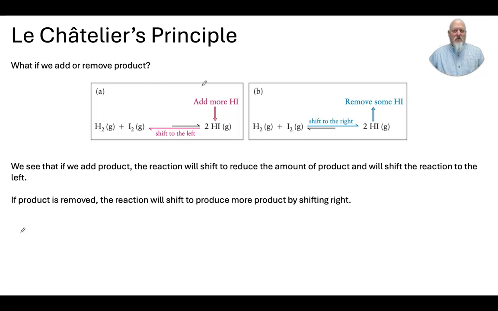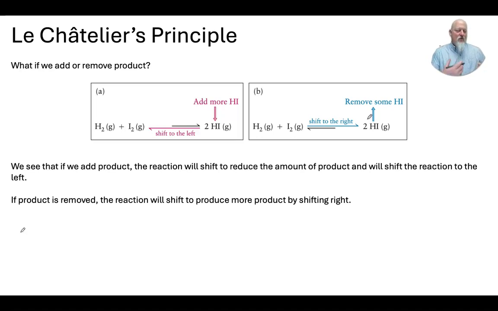Okay. Same thing with product. If we add product, the reaction is going to shift to the left to reduce some of that product and convert it back to reactant. Or if we're at equilibrium and we remove product, then we've kind of got a low amount of product. The reaction will shift to the right to convert some reactant to product. Okay, basically we're trying to reduce what happened. If we add something, the reaction is going to shift the other way to reduce the amount of reactant or product.